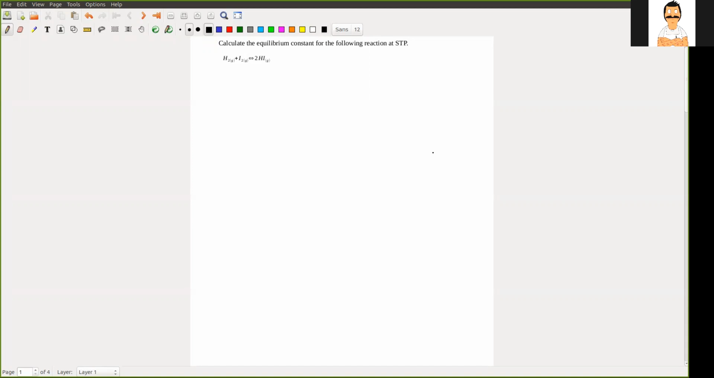relationship between the equilibrium constant and our Gibbs free energy. And we can form this relation through the equation delta G at standard state is going to equal negative RT natural log of K.